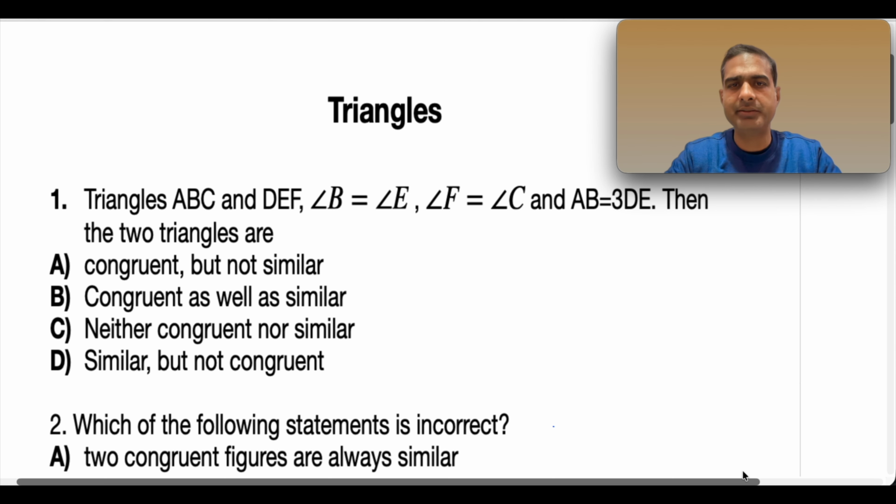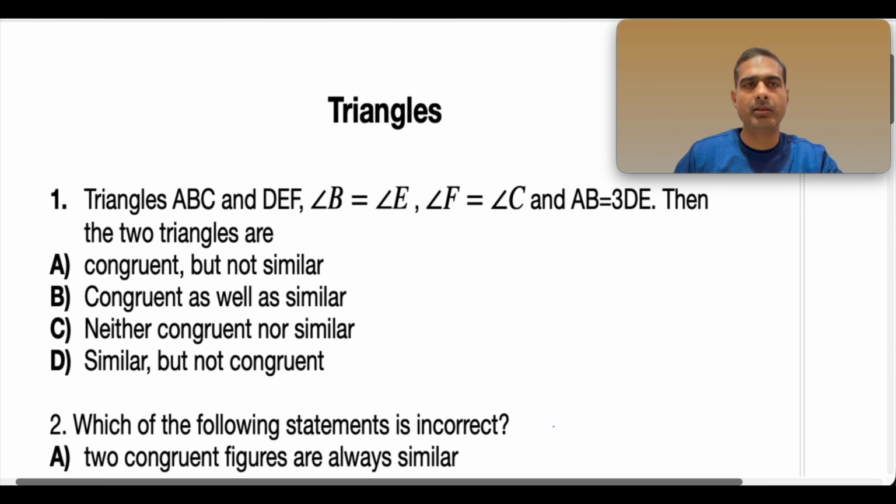So let's start. The first question is: in triangles ABC and DEF, angle B is equal to angle E, angle F is equal to angle C, and AB is equal to 3 times DE, then the two triangles are. So there are four options. We have to select the one that is correct.